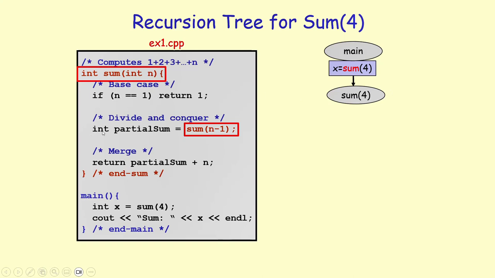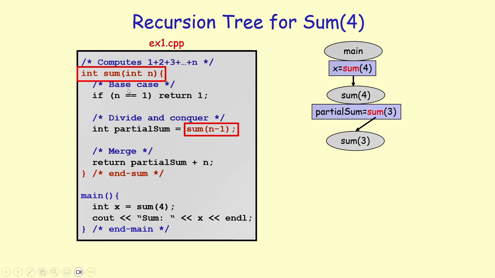So we continue and execute partial sum is equal to sum n minus 1, meaning 3. Remember, n is 4 at this point. n minus 1 is 3. So we are going to make a call to sum, again, recursively with an argument of 3, meaning that we have now reduced the size of our problem from 4 to 3. And we are asking the sum function to find the solution to the sum of the numbers from 1 to 3. So we are going to make another recursive call to sum 3.